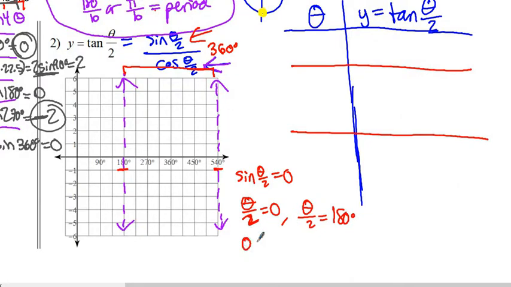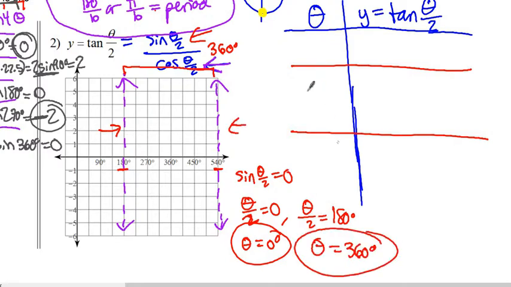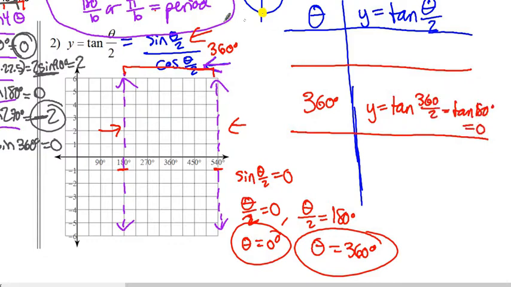In the first case, we would get theta is equal to 0. That's not going to put us in our region because we want to be between 180 and 540. In the second case, if we multiply both sides by 2, we get 360 degrees. So at 360 degrees, we're going to have y equals tan of 360 over 2, which is tan 180. And we know that equals 0 because tangent is sine over cosine, and sine is 0 at 180. So we have a point right there. And that's really all you need.